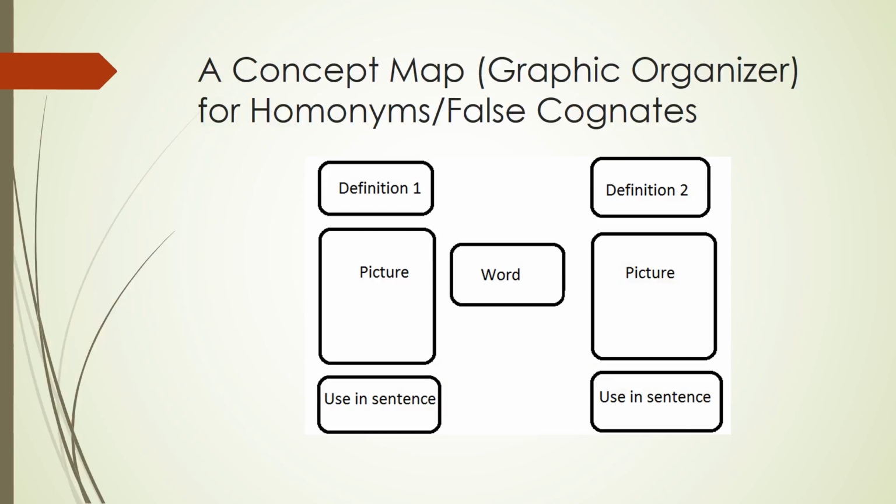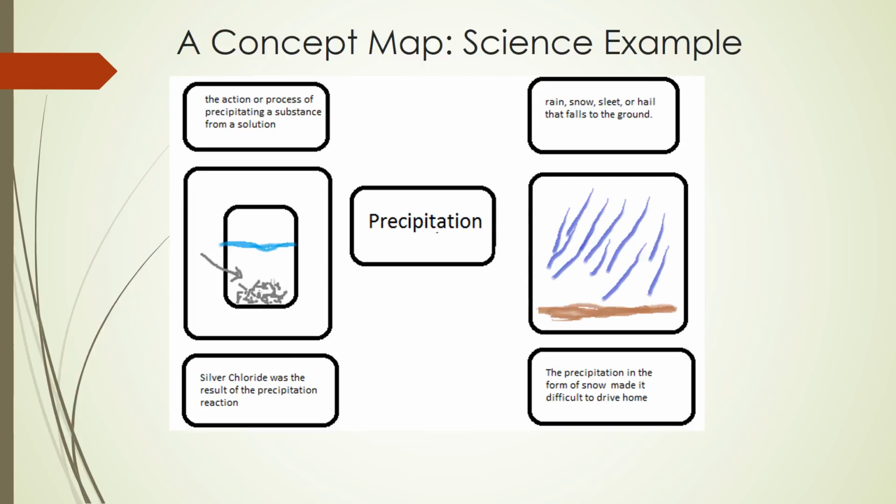So I've created this concept map, this graphic organizer for homonyms or false cognates. It works for either one. So you have the word in the middle, and you have a definition on either side with an accompanying picture and its usage in a sentence. So here's one that's filled out for precipitation, for example.